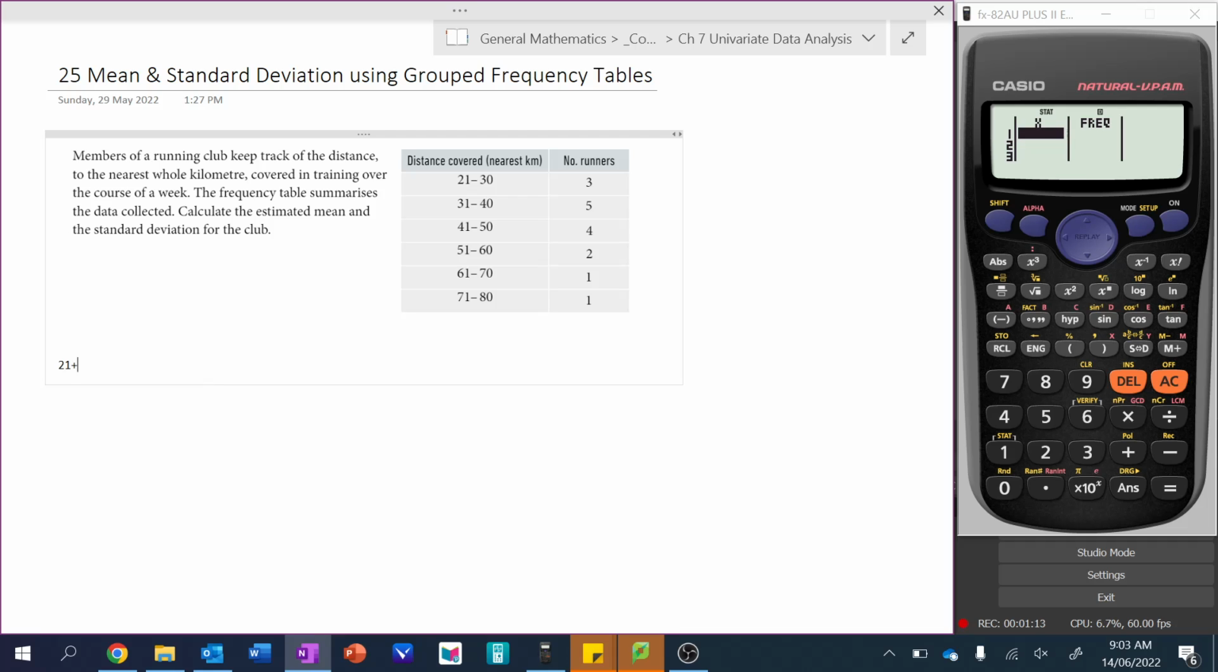So if I go 21 plus 30, that's going to give me 51. And then if I take 51 and divide it by 2, that's going to give me 25.5. So instead of this, I'm going to use, as it's centered, 25.5. Let me construct a new table.